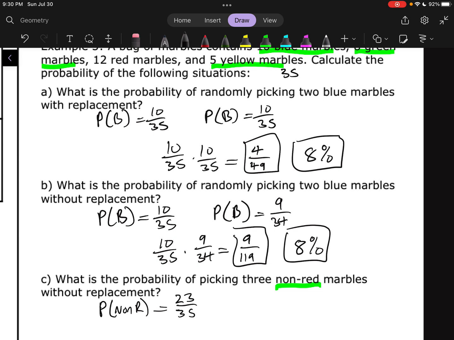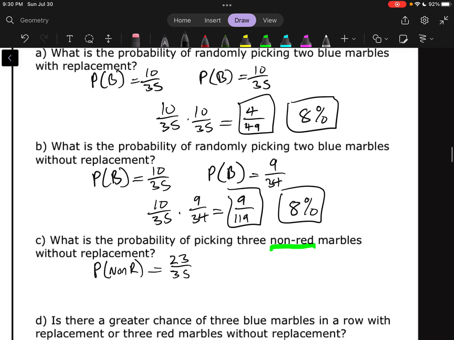Without replacement. So the first one is 23 over 35. The second one, though, is going to drop down to 22 over 34. And the third one's going to be 21 over 33. Right, because we're losing one non-red each time. So let's see what happens here. 23 over 35 times 22 over 34 times 21 over 33.